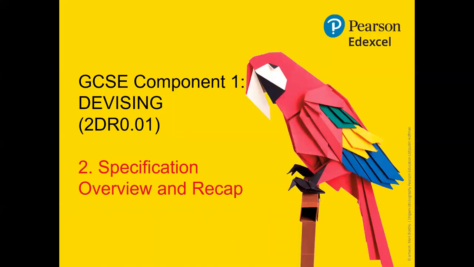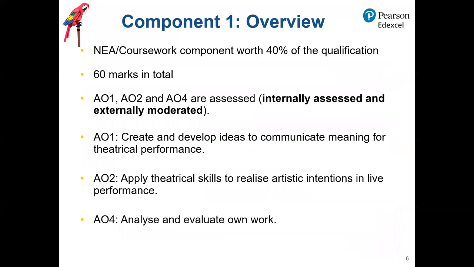Specification overview and recap. Component 1, NEA or coursework component, is worth 40% of the qualification. That's 60 marks in total. AO1, AO2 and AO4 are internally assessed and externally moderated.